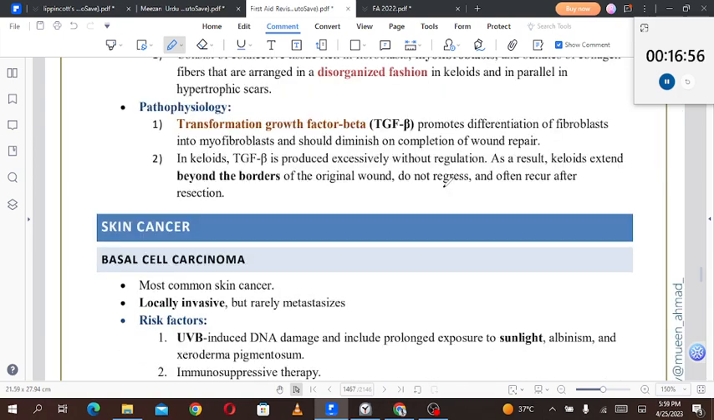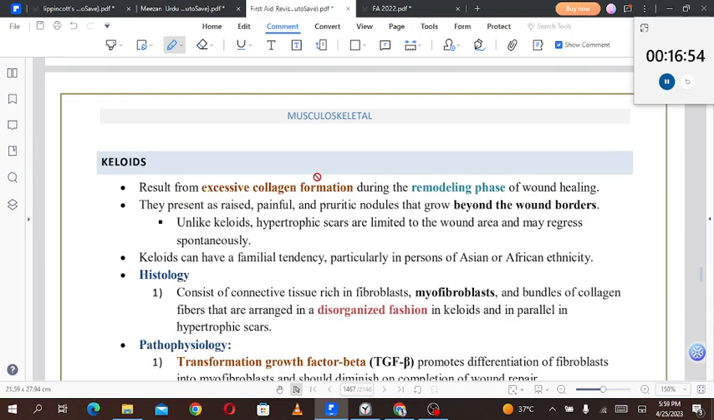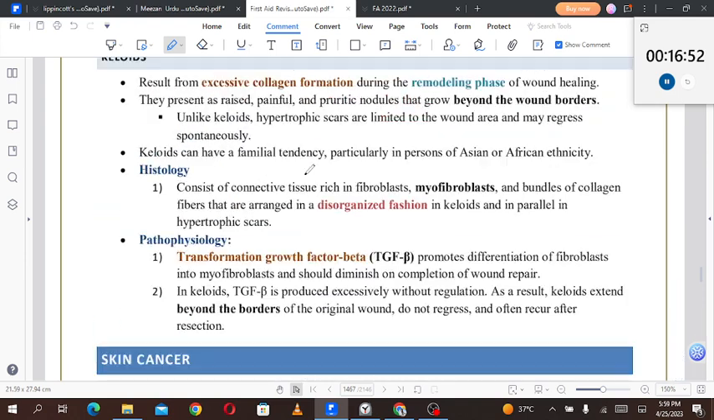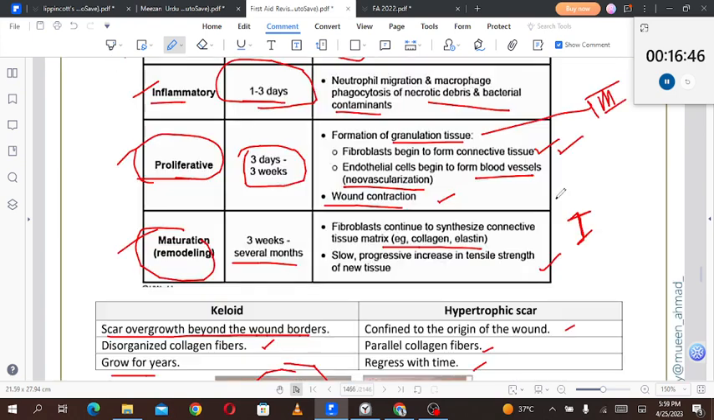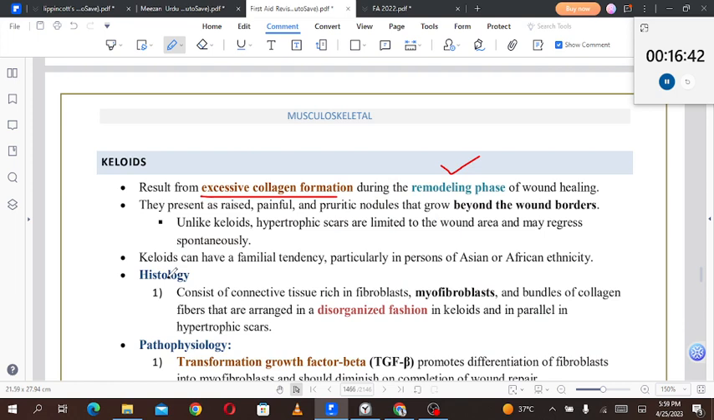Then let's talk about keloids and hypertrophic scars individually. I guess we are going to talk about keloids only. So keloids result from excessive collagen formation during the remodeling phase of the wound. The remodeling is the last phase. In this phase, if there is excessive collagen deposition, that will lead to excessive wound healing, and that is called a keloid. They present as raised, painful and pruritic nodules that grow beyond the wound borders.